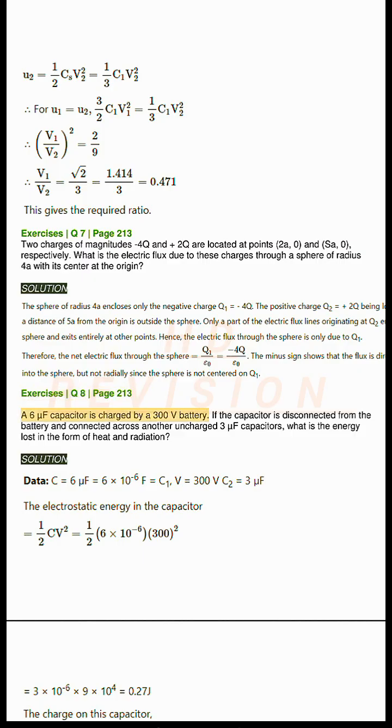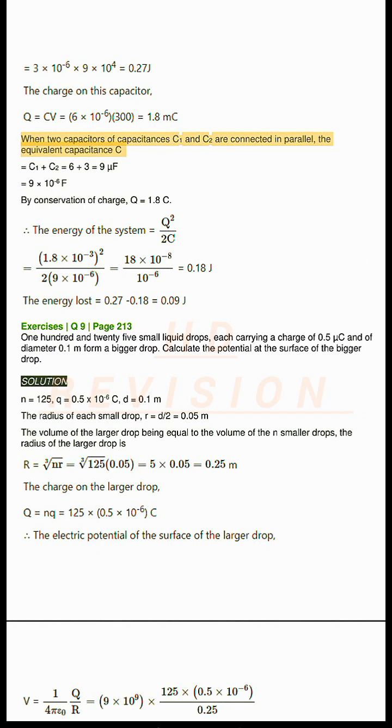Exercises Q8, page 213. A 6 microfarad capacitor is charged by a 300 V battery. If the capacitor is disconnected from the battery and connected across another uncharged 3 microfarad capacitor, what is the energy lost in the form of heat and radiation? Solution. When two capacitors of capacitances C1 and C2 are connected in parallel, the equivalent capacitance C equals C1 plus C2 equals 6 plus 3 equals 9 microfarads, equals 9 times 10 to the power of minus 6 F. By conservation of charge, Q equals 1.8 times 10 to the power of minus 3 C.